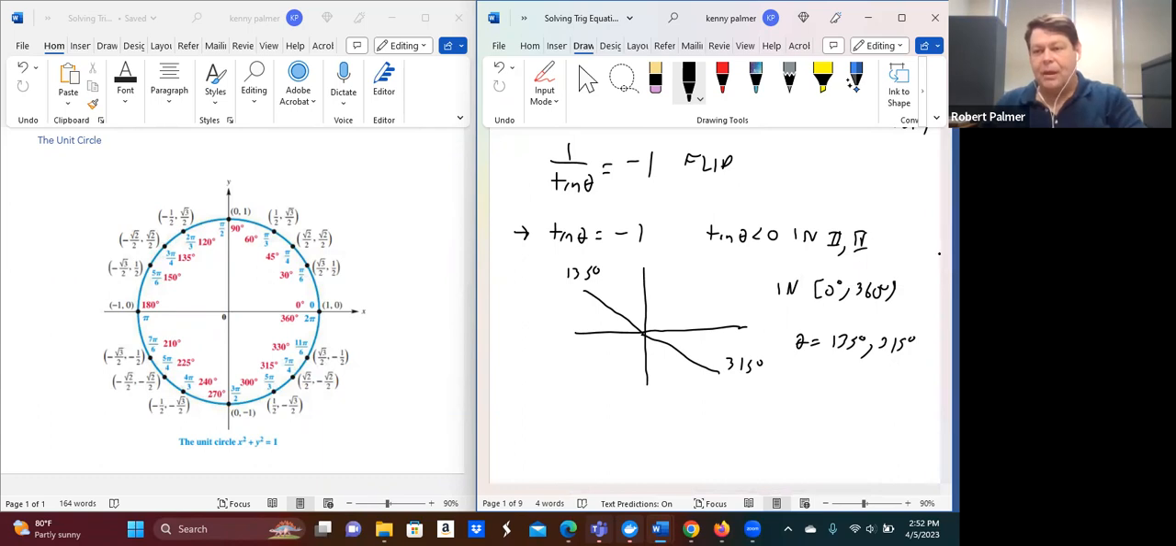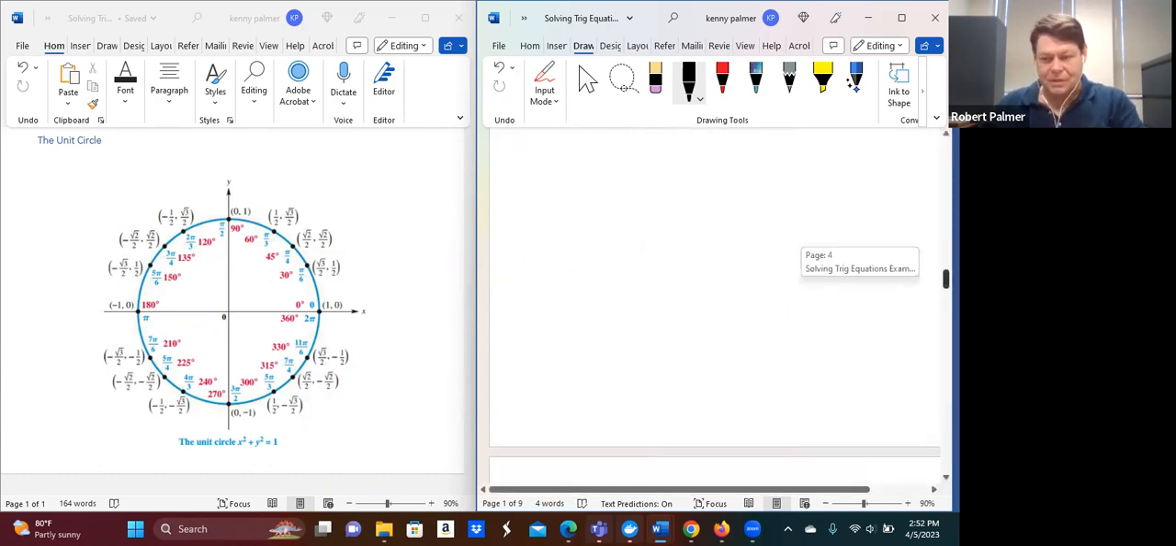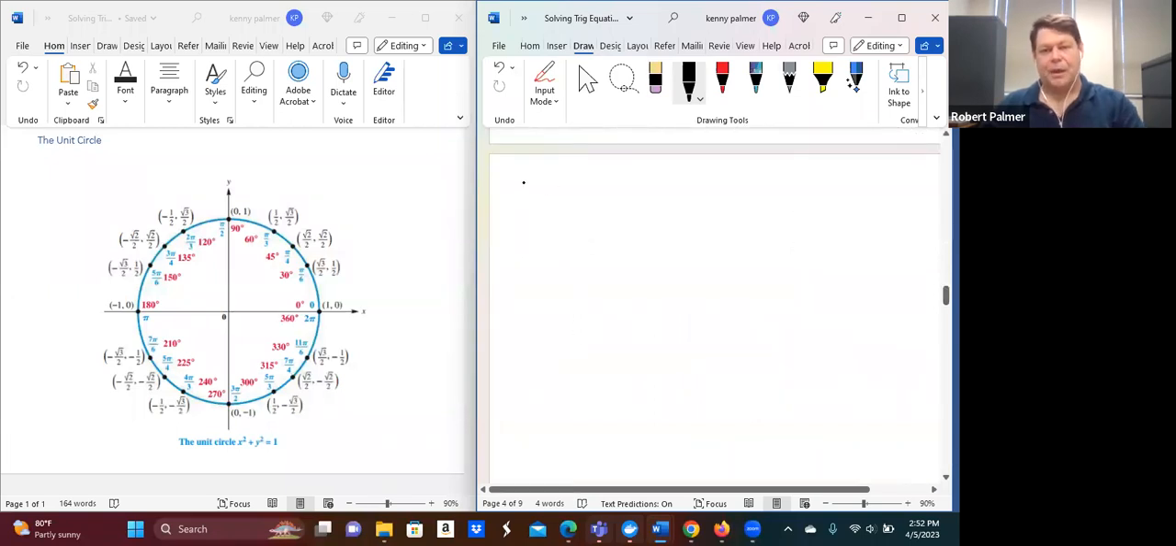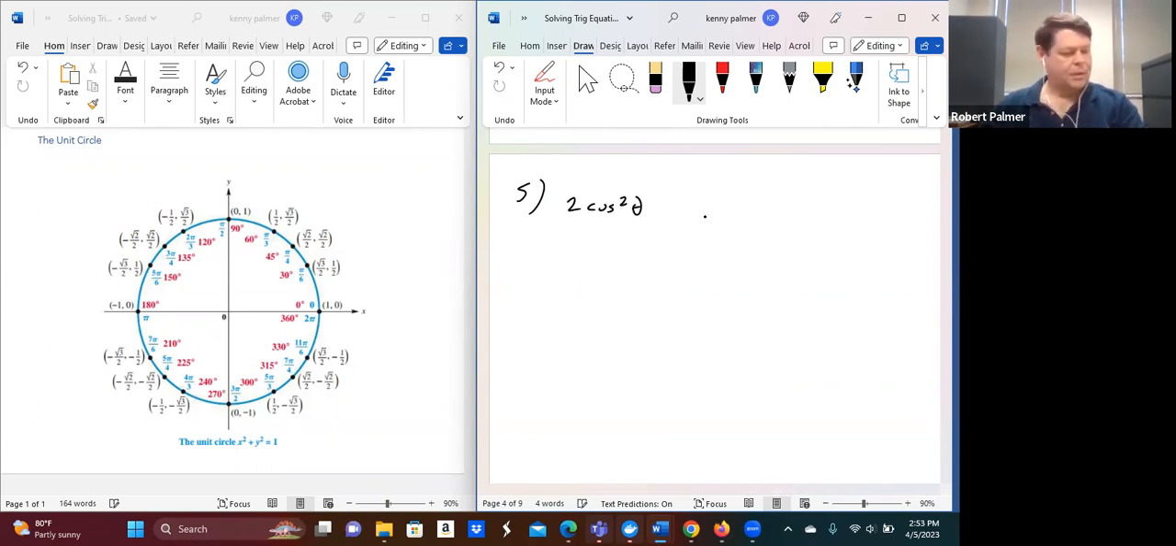Okay. Now let's take a look at some that are a bit different in the way we approach them. The way we solve is a bit different. I'm just going to do a new page. It's number 5. So this time we have 2 cosine squared theta plus cosine theta minus 1 is equal to 0.